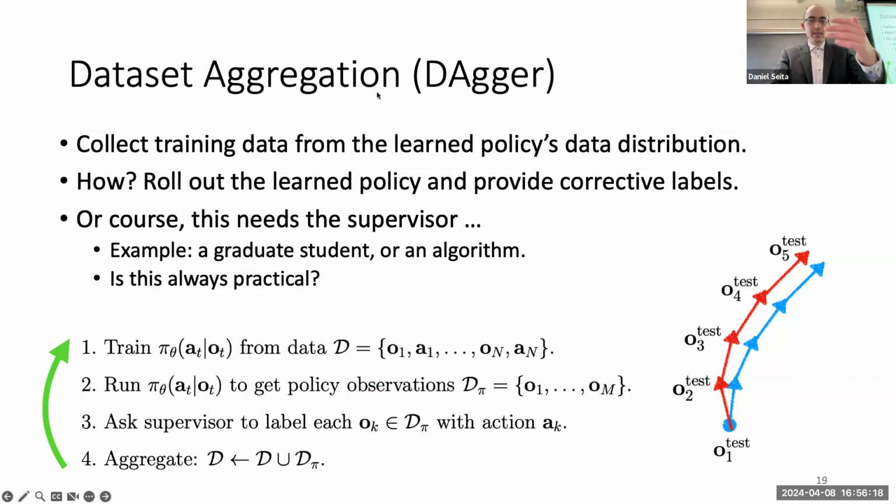So again, this is Dagger, and just to make things clear, if you're only doing step one, that is behavioral cloning. Step one is basically your homework 4, and then steps 2, 3, and 4 are extra credit. They're the Dagger part. So this is just training on data using supervised learning.